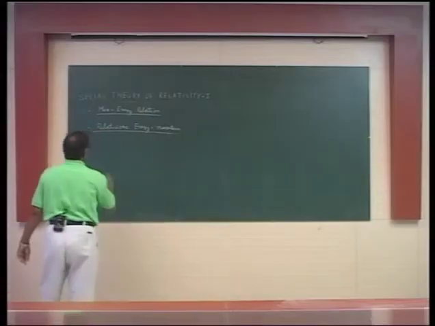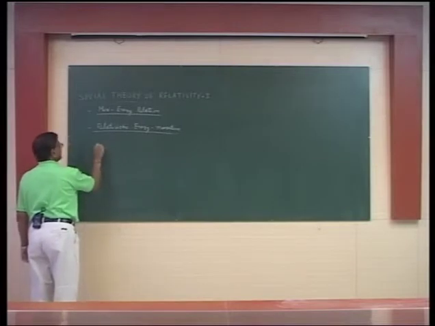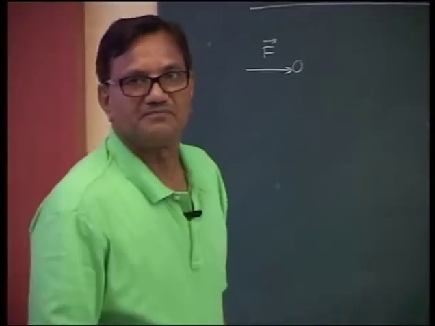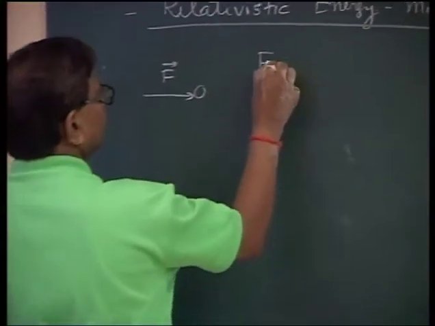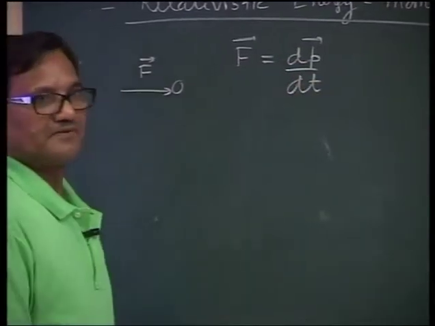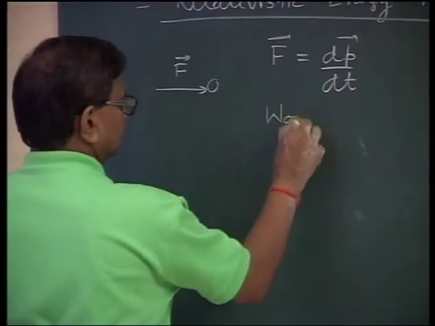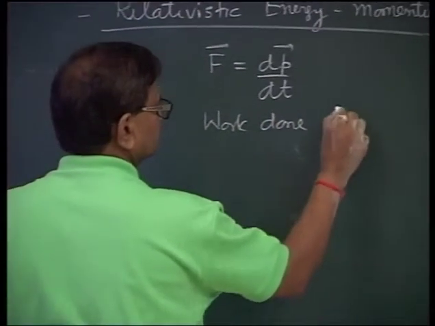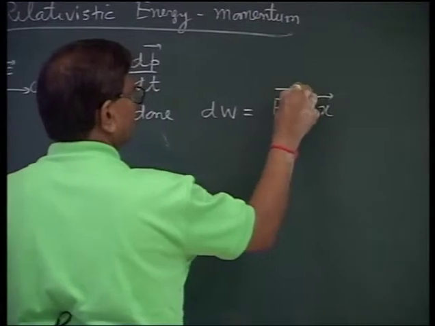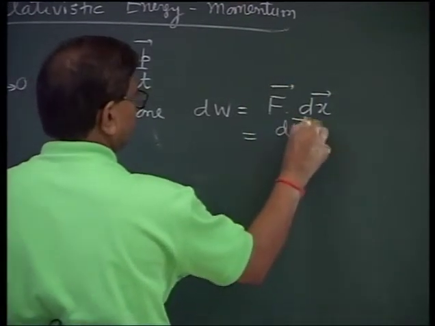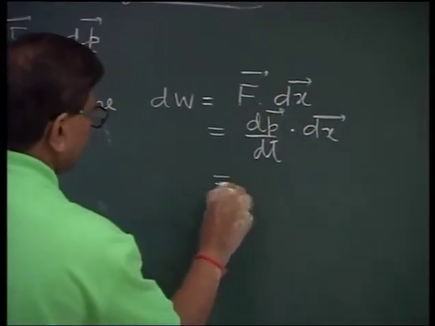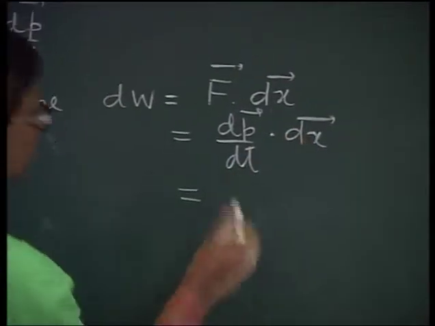So we consider a particle, and this particle is applied with a force. Obviously the application of force will increase its momentum and hence its energy. So force is equal to the rate of change of momentum. Then the work done on the particle, dW, will simply be equal to F dot dx or F dot dr, whatever you call. F is equal to dp by dt, dot dx, or dr you can say. If you want, you can take F dot dr, it absolutely does not matter.